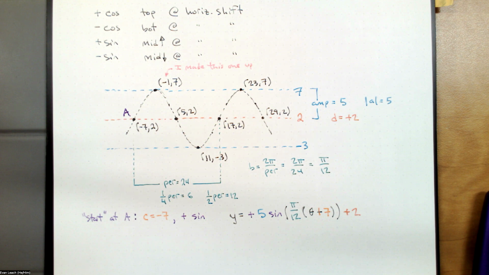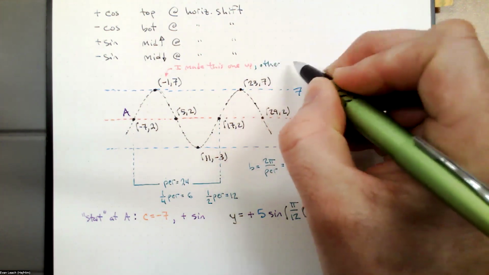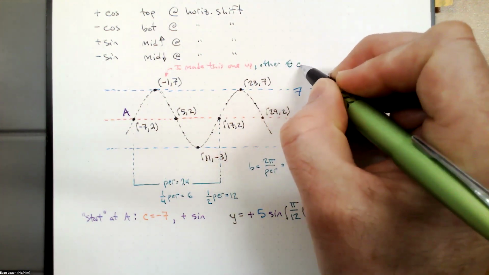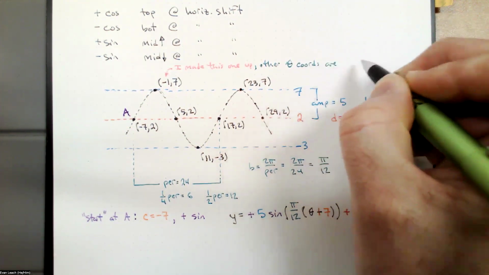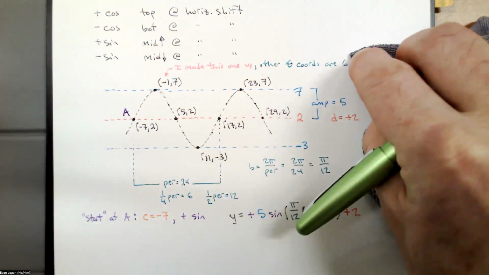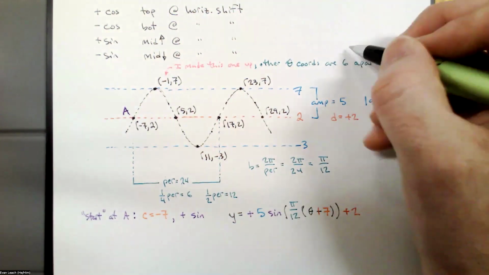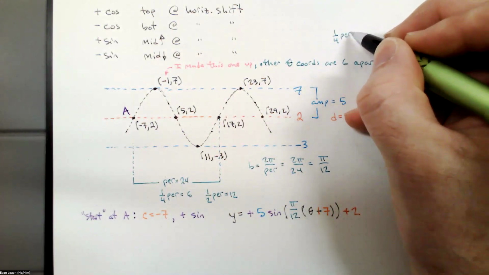The rest of them are going to be determined by the fact that the period is 24. 1/4 of the period is 6. So I'm going to have all the x coordinates be 6 units apart. I made this -1 up. I chose that to be the start. The other x coordinates will be 6 units apart. Oh, I guess they're theta coordinates. And it's 6 because they're all 1/4 of the period apart.